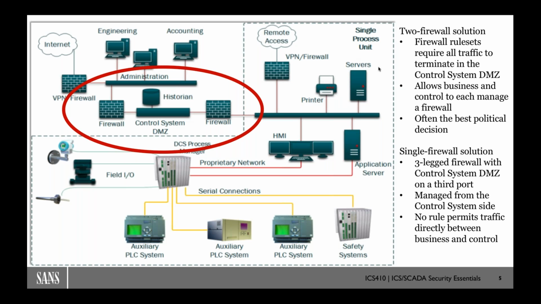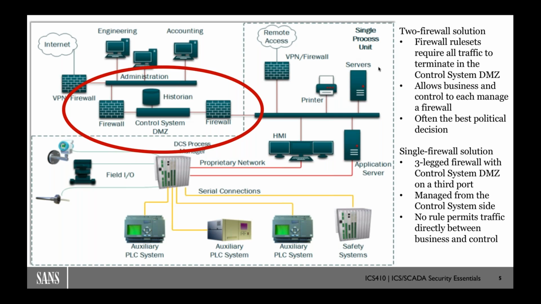I'm actually totally okay with a single firewall solution. A firewall with three legs, where the demilitarized zone hangs off a stub on the middle leg of the firewall. I'm okay with that architecture as long as it is only managed from the control system side and you have some type of business process to ensure that no rule ever gets added to that firewall that allows direct communication from one side all the way to the other side. Everything should stop at that middle leg, that control system DMZ. Okay, so that's strong perimeter.